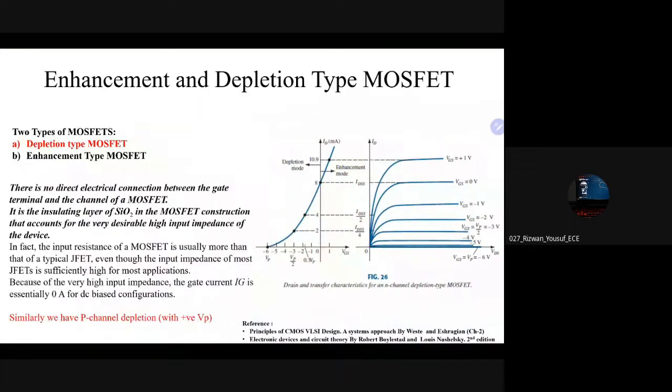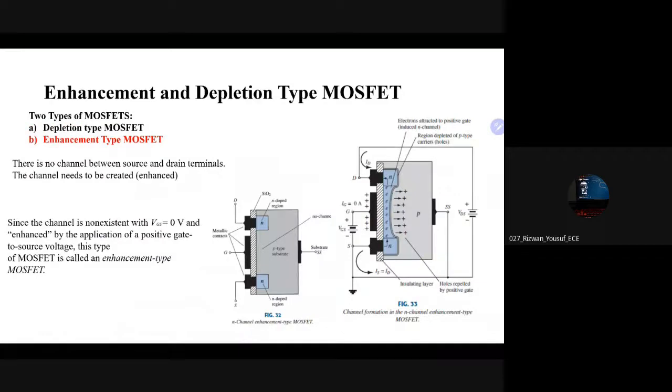एनहांसमेंट में the channel is initially absent. Channel is initially absent. So channel needs to be created. There is no channel between source and drain terminal. The channel needs to be created. तो इसमें channel पहले बनानी पड़ती है. तो इनिशियली ये ऐसे होगा, इसमें कोई चैनल नहीं है.